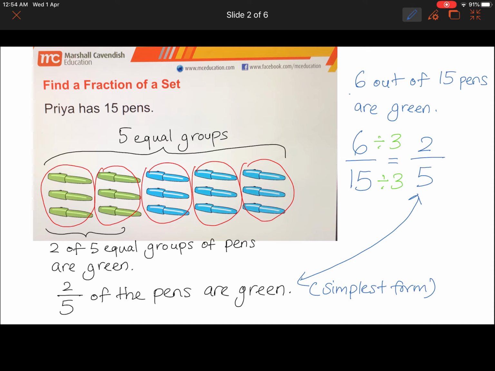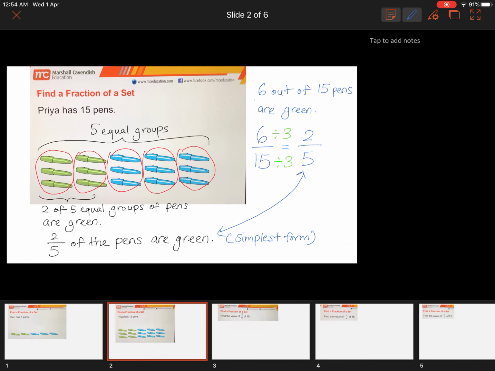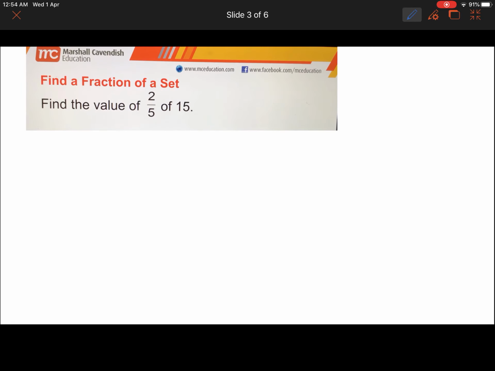With diagrams, it is very easy to put our objects into equal groups. What if we are not given a diagram in a question? How can we use our model to actually find our answer for fraction of a set? Let's look at the next example.